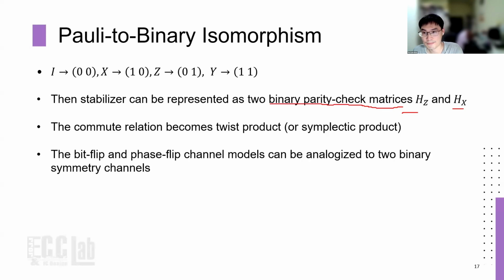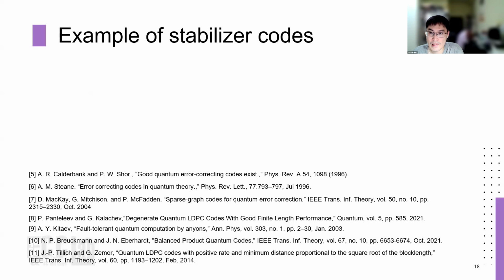Likewise, the bit-flip and phase-flip channel models can be analogized to two binary symmetric channels. So from now on, a quantum error correction problem becomes a classical problem. And because of the binary isomorphism, it's natural to transform classical codes into quantum codes. So there are quantum LDPC codes, quantum BCH codes, quantum polar codes, and so on.